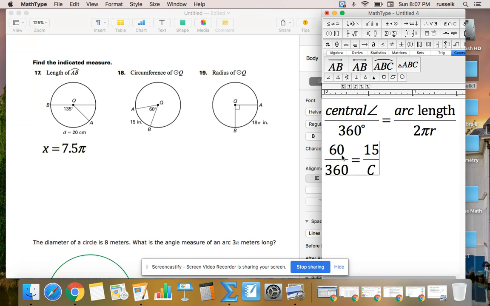I like to simplify this fraction over here if I can. I know that 60 over 360 is 1/6. Just makes my problem a little bit easier to work with. So that becomes 1/6 equals 15 over C. Cross multiplying, then we get C is equal to 90.